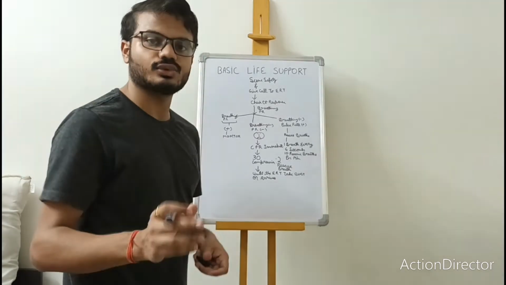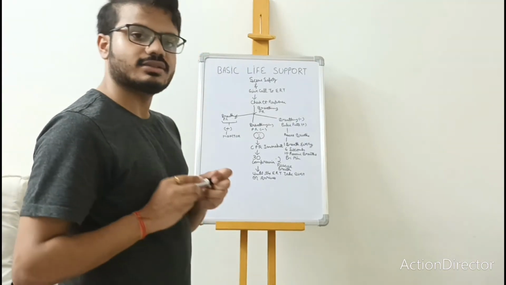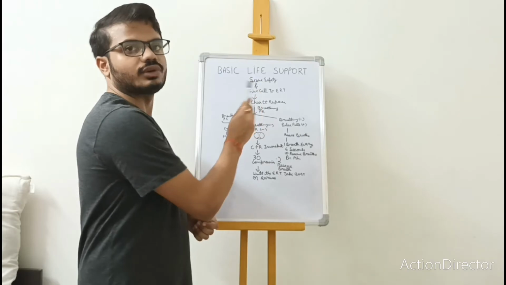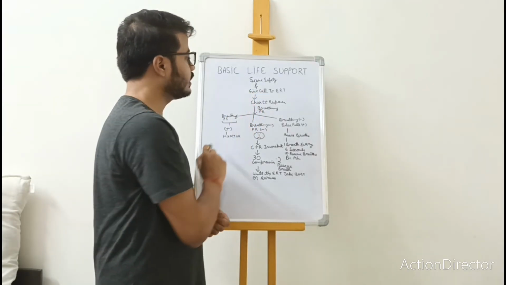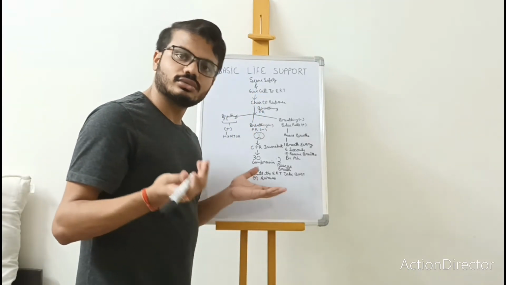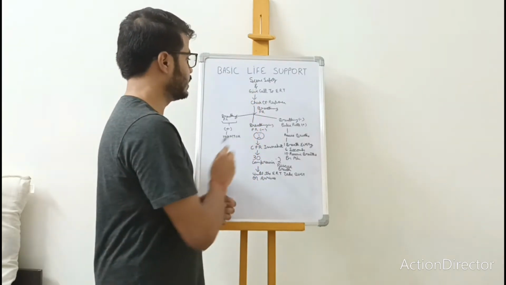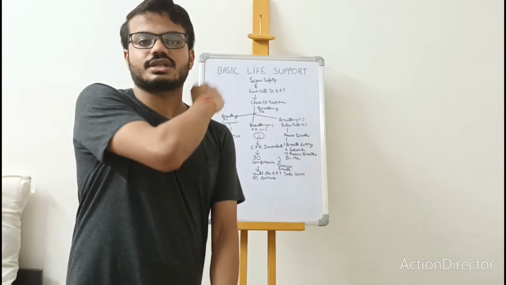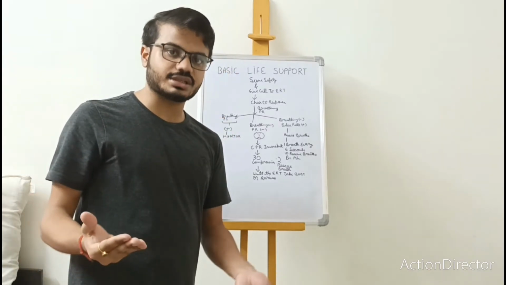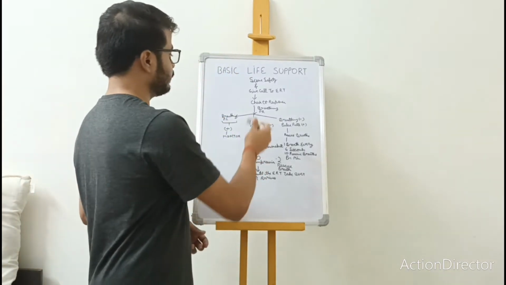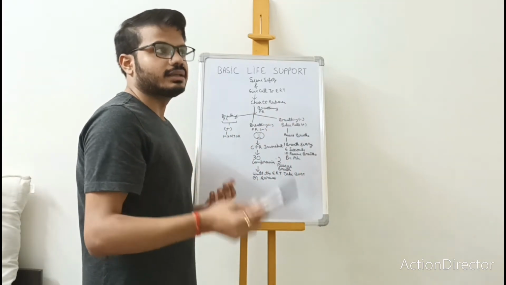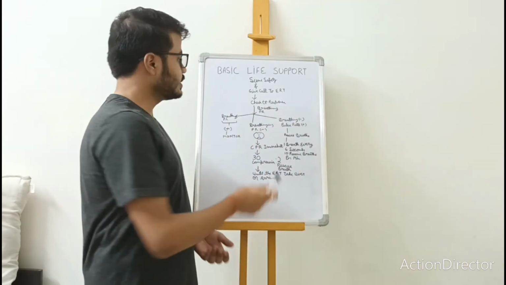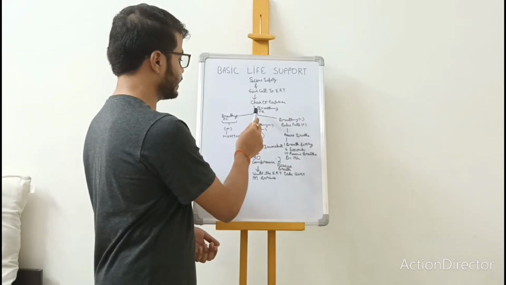Right. So let me summarize this. This is so simple. First, you ensure scene safety. Then you call the emergency response team. Then you check the patient's response. You may tell the patient, tap the patient, hello, hello, like this. If the patient responds, then fine, you monitor. If the patient doesn't respond, then you check breathing and pulse rate.